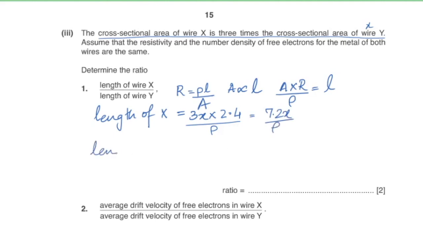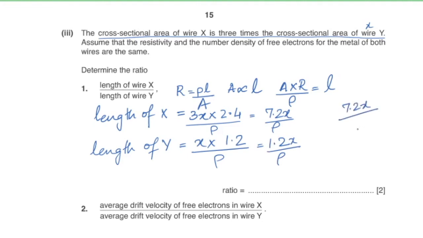This gives me 7.2x by resistivity. Now the length of wire Y: I had considered that the cross-sectional area of wire Y is x, so x multiplied by the resistance of wire Y, which is 1.2, divided by the same resistivity. This is equal to 1.2x by resistivity. Now 7.2x by resistivity divided by 1.2x by resistivity gives me a ratio of 6.